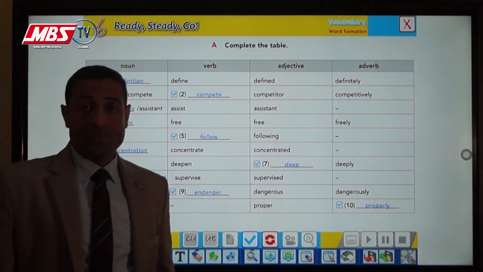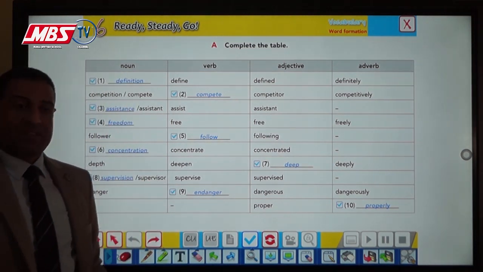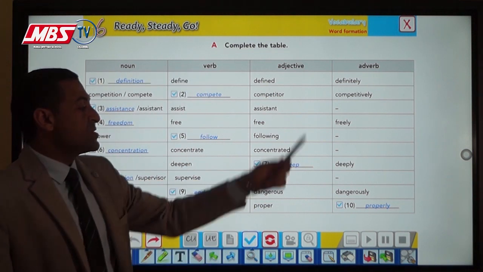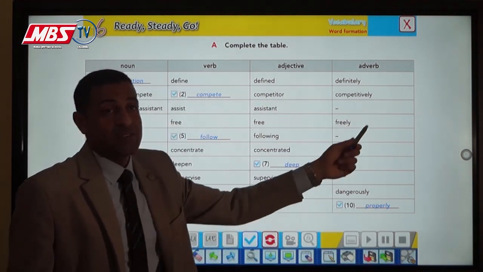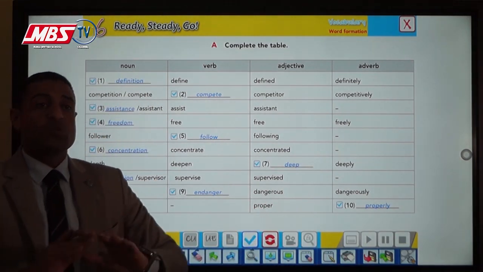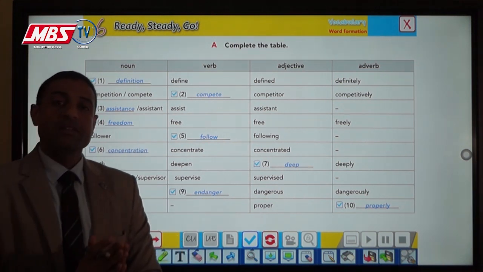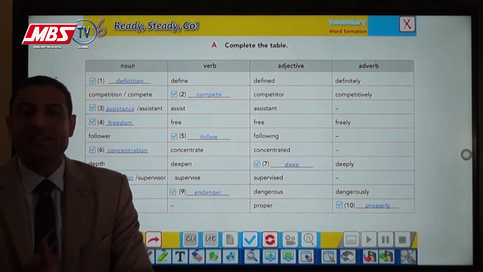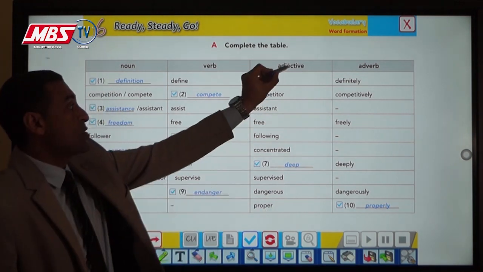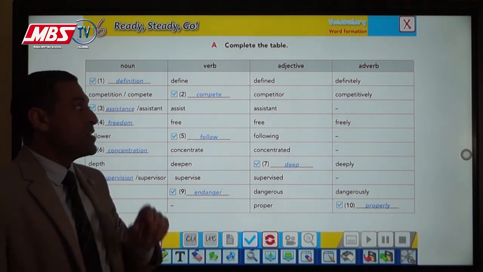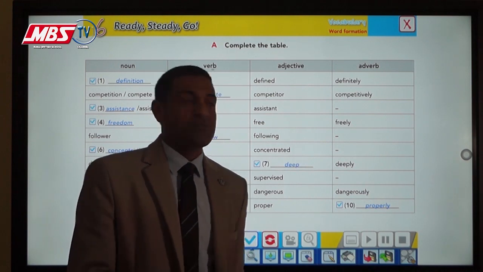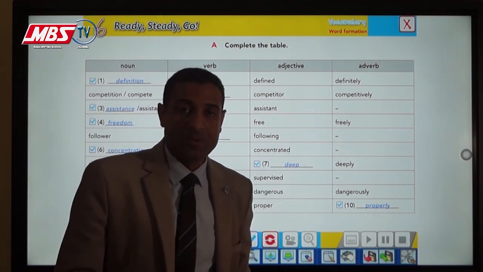The word proper. When I tell you, please sit in a proper way, and I can tell you, sit properly, please. So here I said, sit in a proper way because I am asking you to sit in a proper way. It means I'm describing the way that you are sitting. So here, describing the way, I'm describing the noun, so I use the adjective. But when I tell you sit properly, I'm describing the way of sitting, the action itself. So here I can use the adverb.